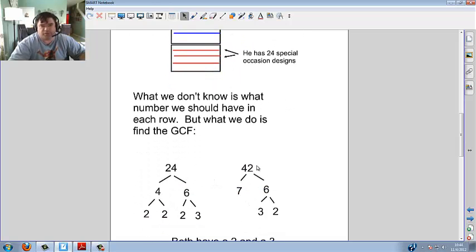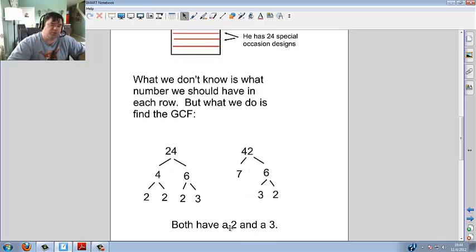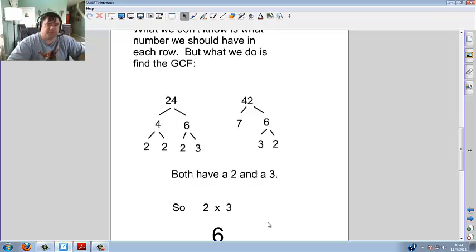So take 24 and 42. Let's break it down. 24 gets to be a 2, 2, 2, and a 3. 42 is a 7, 3, and a 2. It looks like there's both a 2 and a 3. Therefore, 2 times 3 is 6.